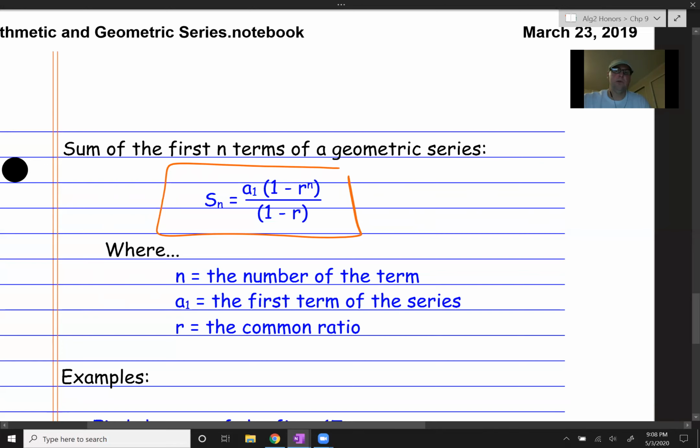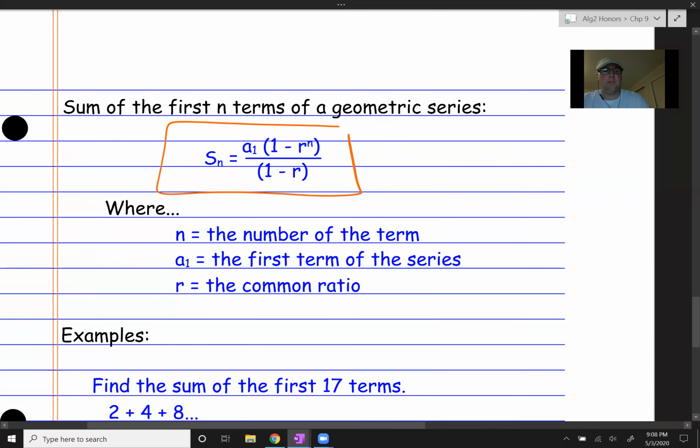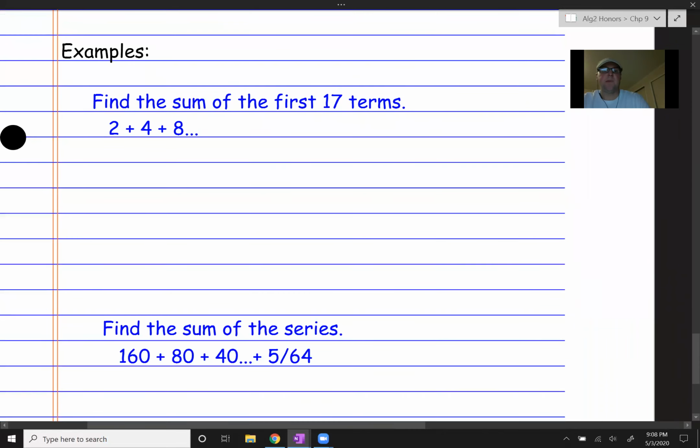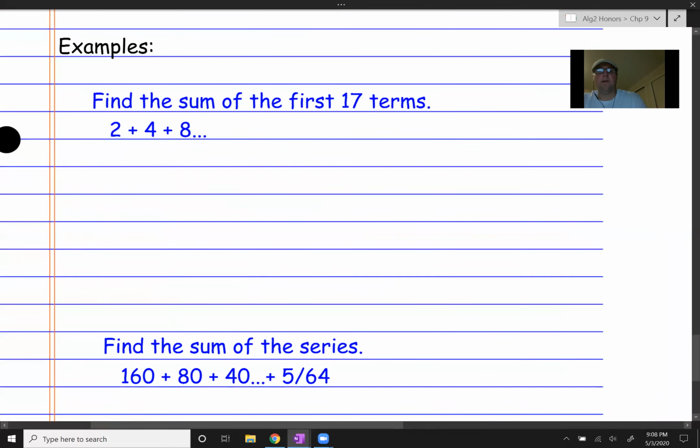This is pretty cool. All right, so let's take a gander at something we might use for that. Sum of the first 17 terms. Okay, so some things I know, a sub 1. Looks like we're multiplying, r is 2. Let me label a couple things here. N is now 17, right? Because we want the sum of 17.